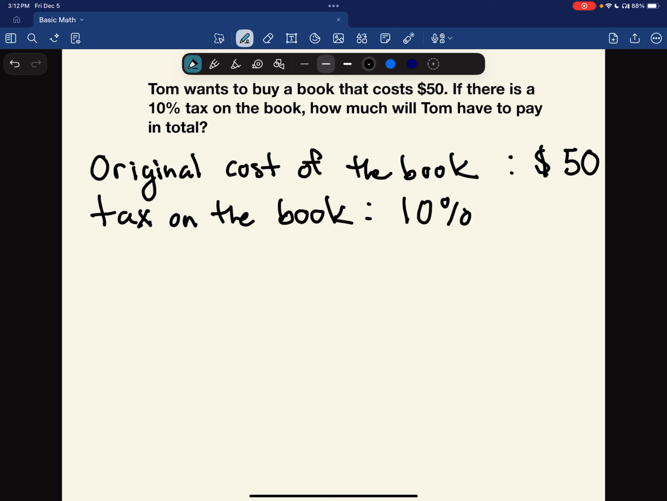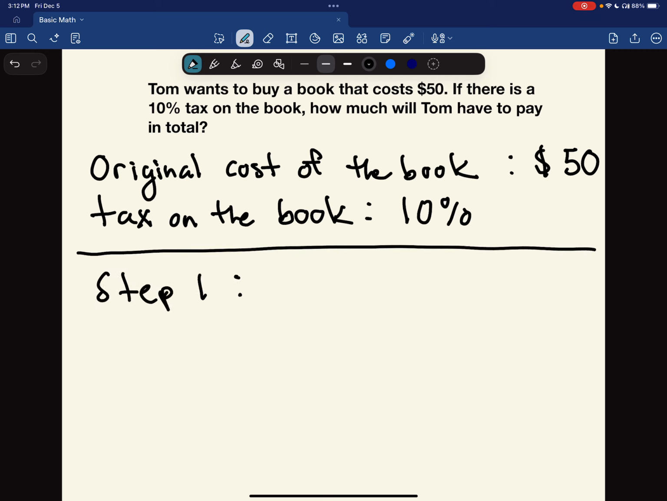Now that we've identified these two values, we can solve this problem in 2 steps. So step 1, we're going to take the original cost of the book, $50, and multiply that by the tax on the book, which is 10%. So we need to compute 50 times 10%. You're either going to convert 10% into a decimal and multiply that by 50, or convert 10% into a fraction and multiply that by 50.